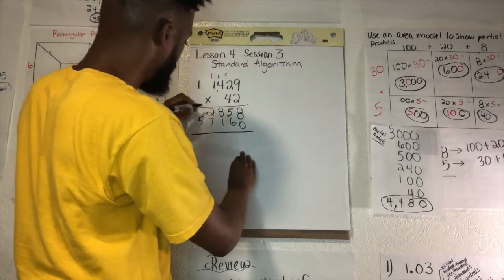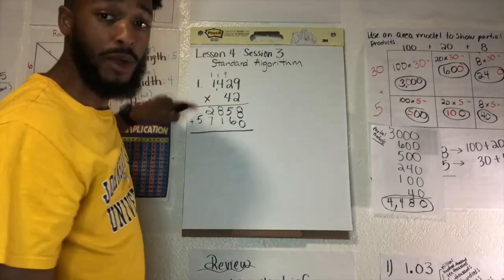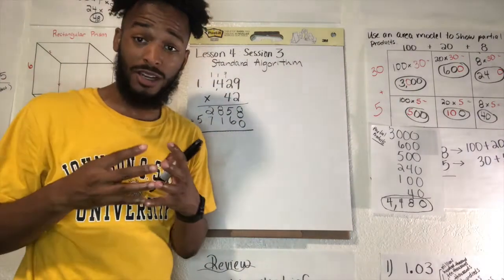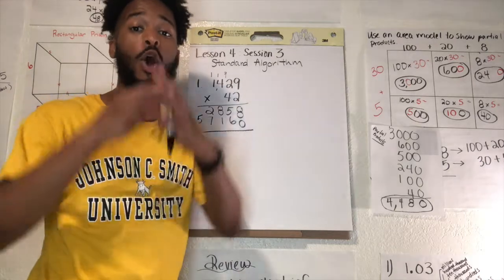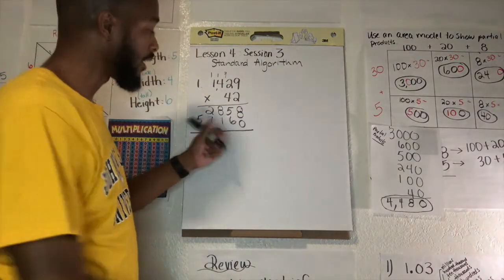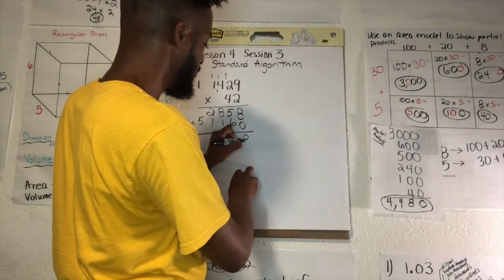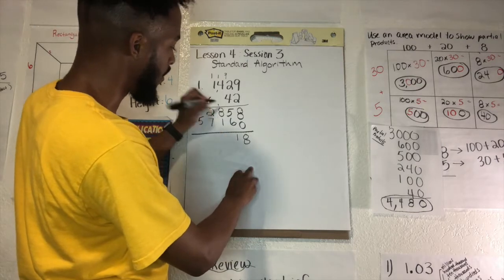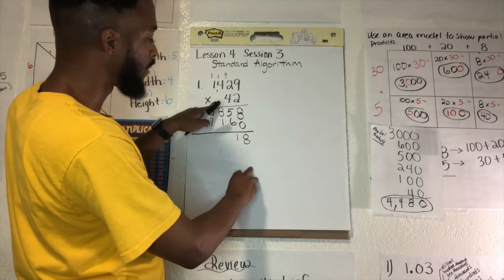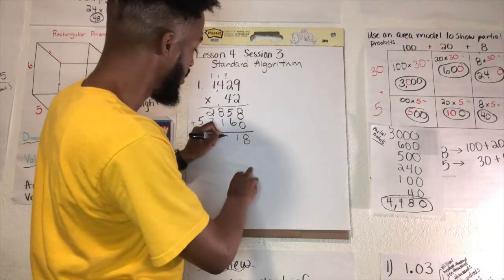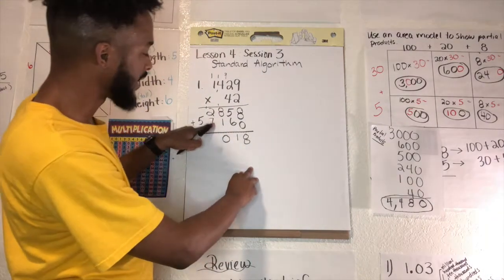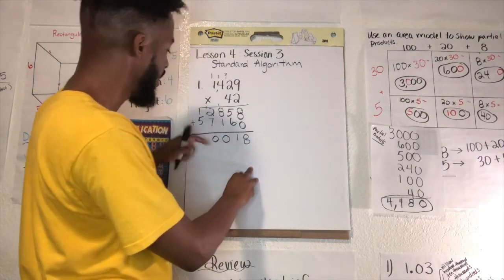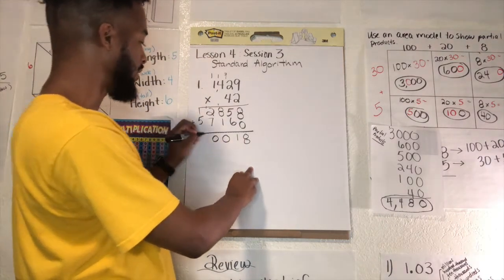So these are my partial products, right? They're pieces of the entire product that I'm going to add together, and that sum is going to tell me the whole product, okay? So 8 plus 0 is 8. 5 plus 6 is 11. I'm going to put my 1 and carry my 1. 8 plus 1 is 9, plus my 1 that I carried is 10. Put my 0, carry my 1. 7 plus 2 is 9, plus 1 is 10. I'm going to drop my 0, carry my 1. And last but not least, 5 plus 1 is 6.